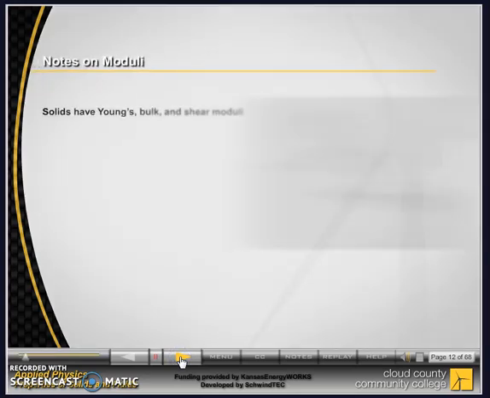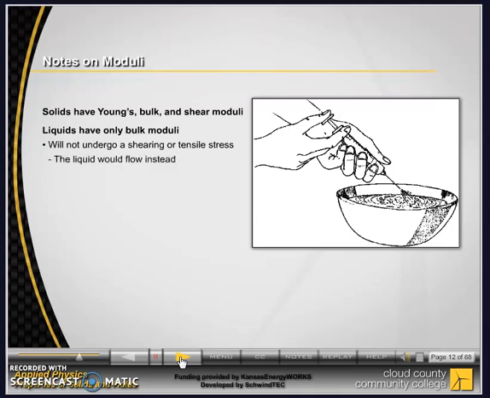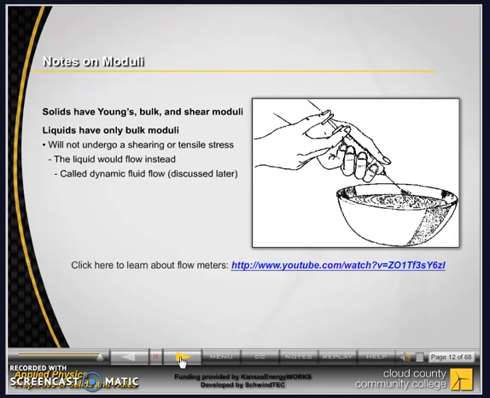Solids have Young's, bulk, and shear moduli. Liquids have only bulk moduli. They will not undergo a shearing or tensile stress. The liquid would flow instead. This will be called dynamic fluid flow, which will be discussed later in this lesson.